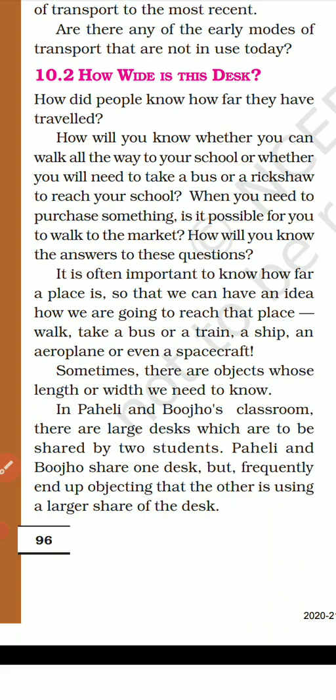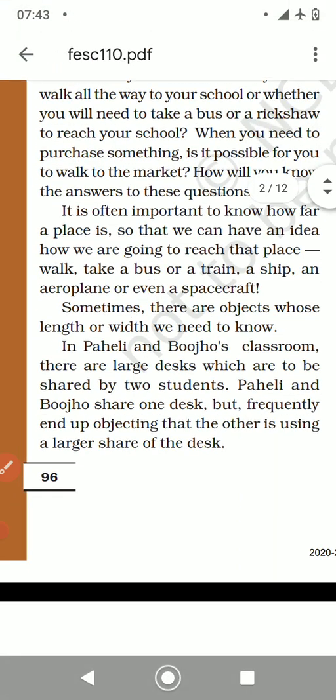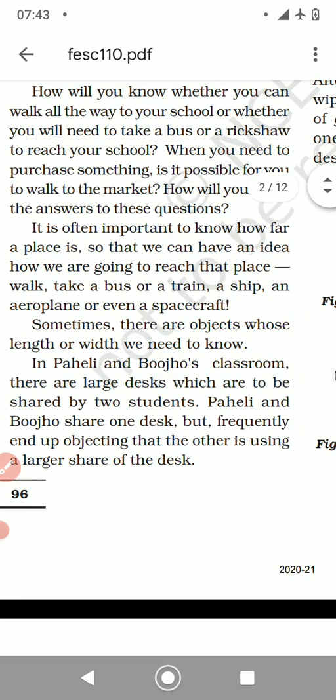So it is often important to know how far a place is, so that we can have an idea how we are going to reach that place. Walk, take a bus or a train, a ship, an aeroplane, or even a spacecraft. Sometimes there are objects whose length or width we need to know.